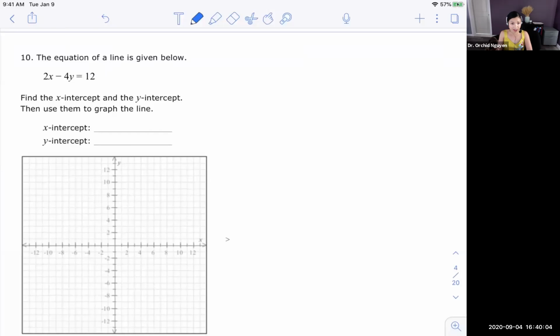First, we find the x-intercept and the y-intercept, and then we graph. So for the x-intercept, like I said, y equals 0. So x in this case is going to be 6. For the y-intercept, x equals 0. Y is going to be negative 3. Okay, so x is 6 right here, y is negative 3. And then we graph.